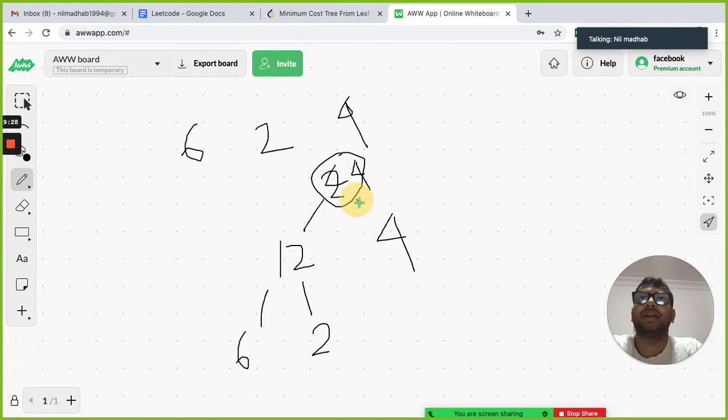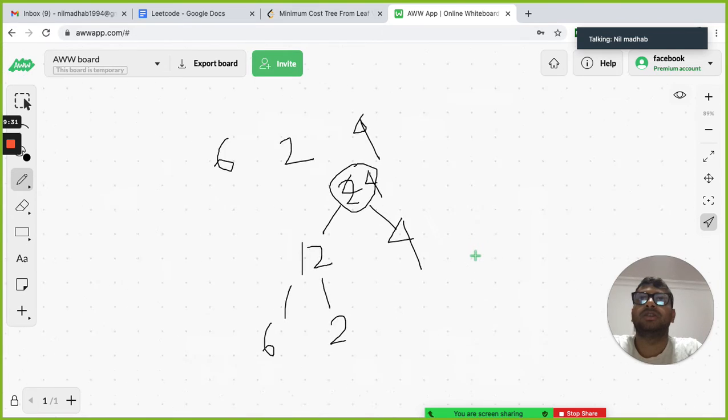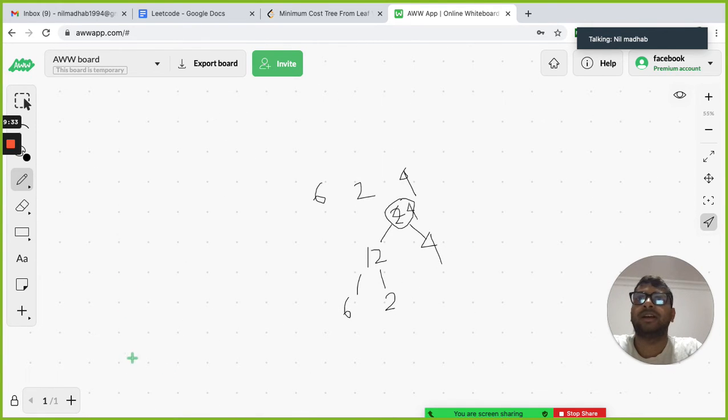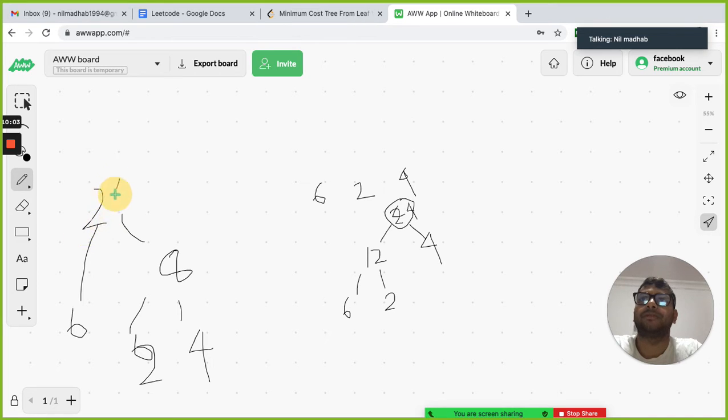And like this, there can also be other possibilities, like you can have 6 and 4 as the leaf nodes. But we are given the in-order traversal, right? So we cannot do that. 2 and 4 can be considered. So 2 and 4 will be 8. And then we will have 6 here, like 2 and 4, and then 6 and 8, we will have 24, right?